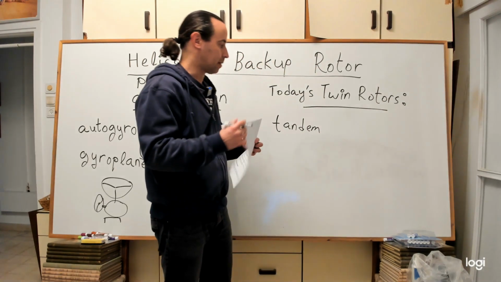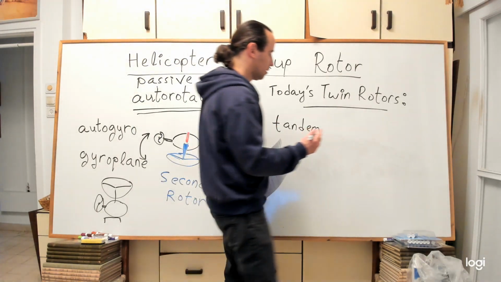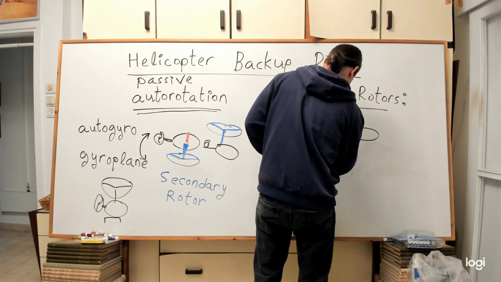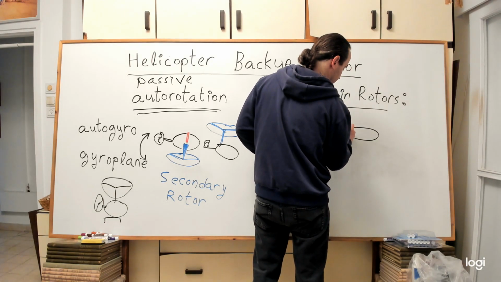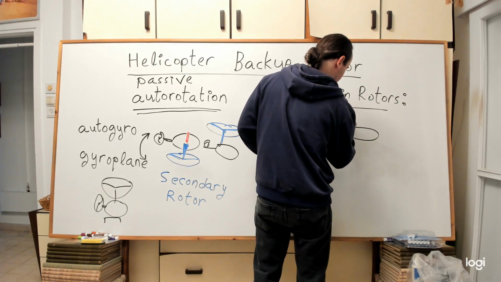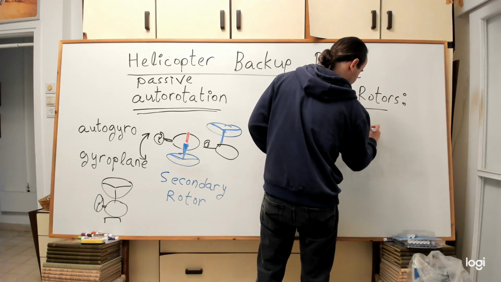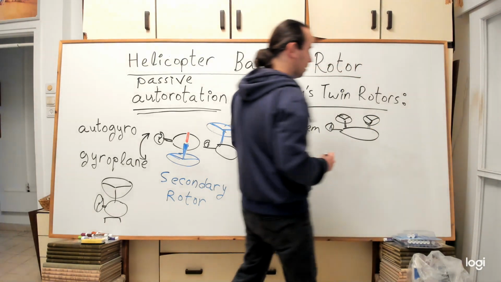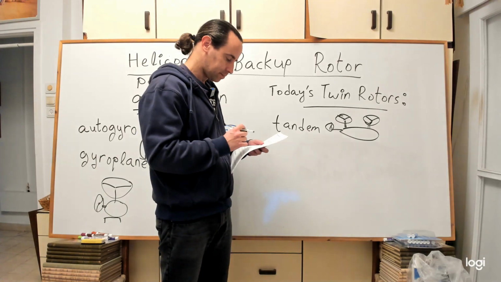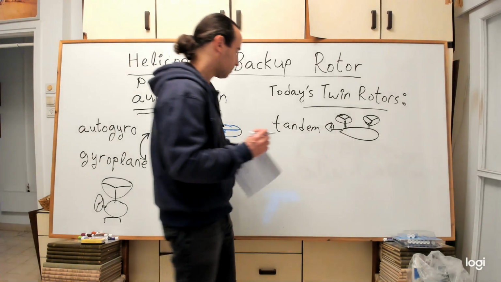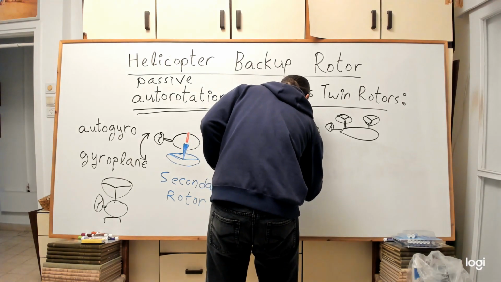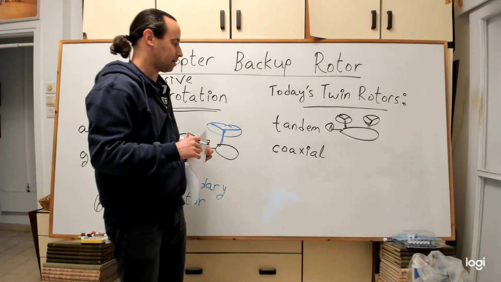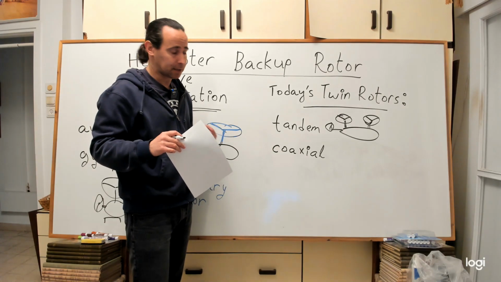Tandem means one behind the other, like there is the helicopter, and there is one big rotor and another big rotor. Okay, so this is tandem. Another kind is coaxial, which is the most close to what I'm talking about.